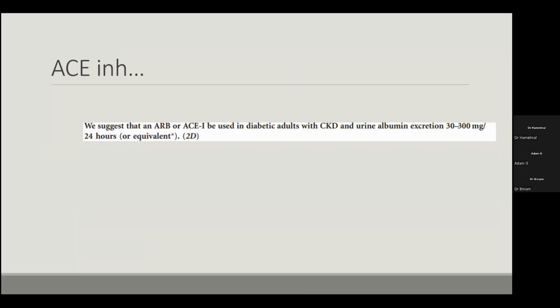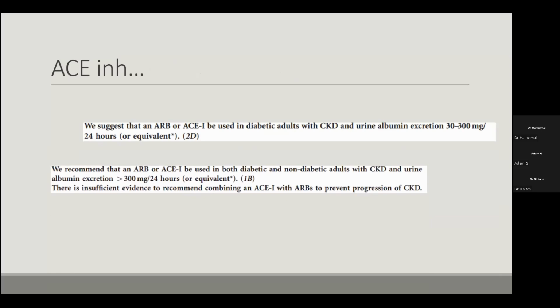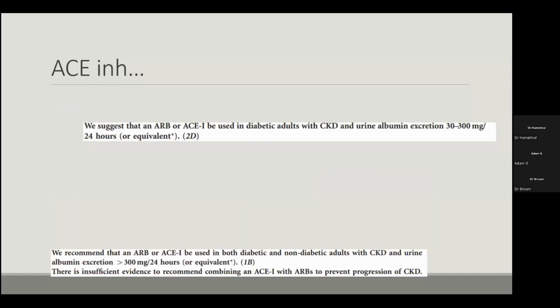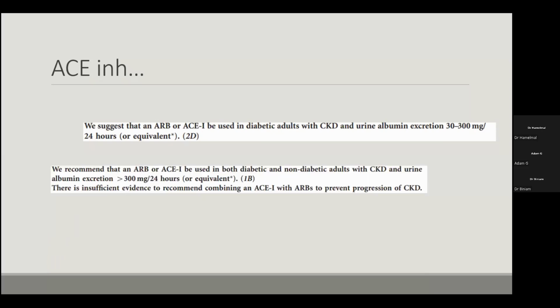So ARBs or ACE inhibitors should be used in diabetic adults with CKD and moderately increased proteinuria. And they should be used in both diabetic and non-diabetic adults with CKD with significantly increased proteinuria. So there is more evidence in patients who are diabetic with whatever degree of proteinuria, and both diabetic and non-diabetic with significantly increased proteinuria. So in non-diabetic, non-proteinuric patients, you can use any of the medications.